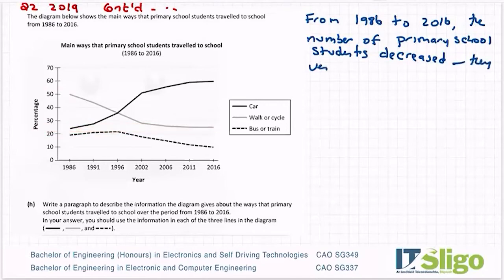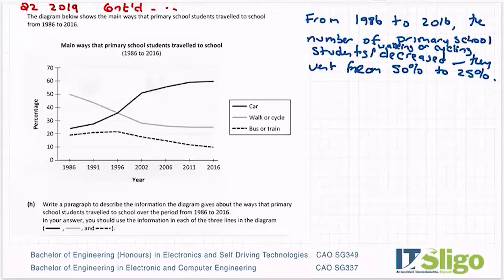They went from 50% to 25%, okay? And of course, you could have said they halved, okay? Or something like that. So that is the percentage of students. I never even said which ones they were. What was the grey one? And the number of primary school students. So what I should have had in here was walking or cycling. Decreased. They went from 50% to 25%.